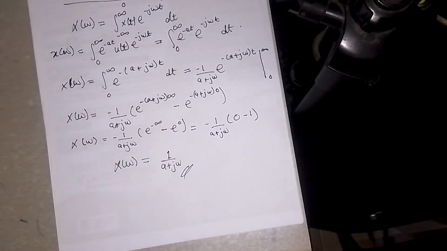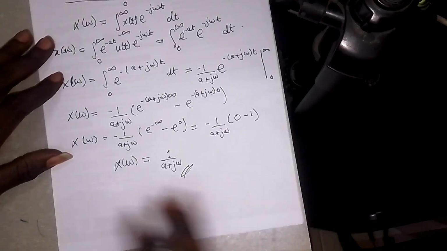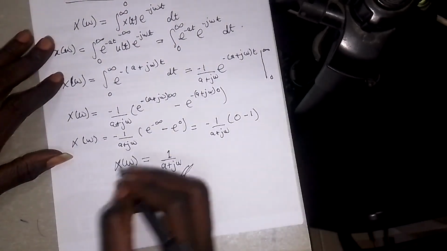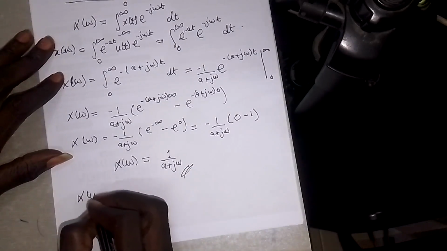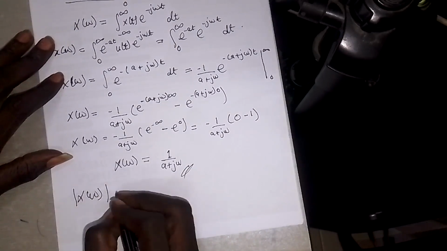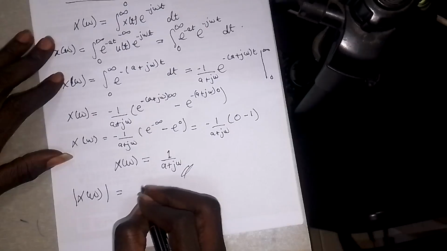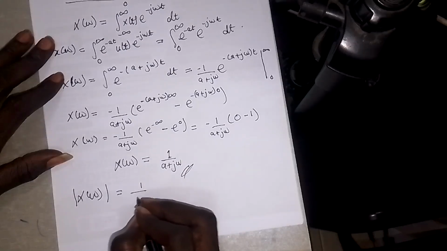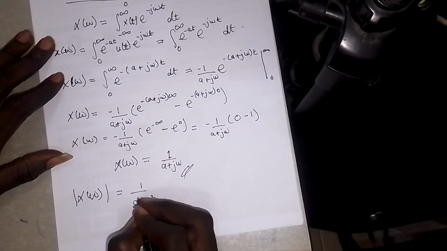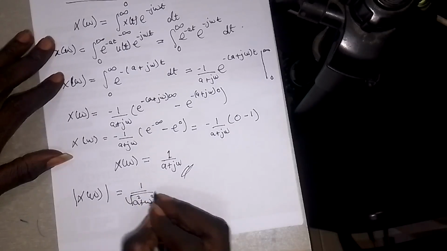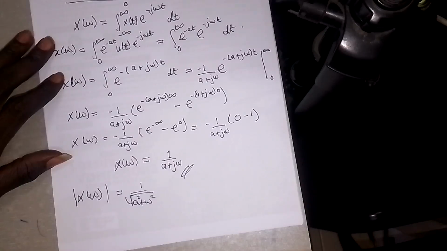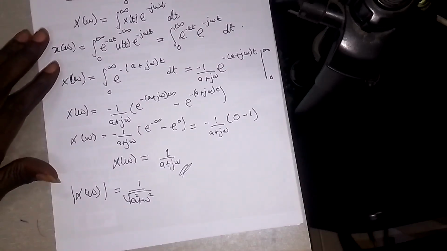After finding this, I can find the modulus. The modulus of X of omega is 1 over the square root of (a squared plus omega squared). That is my modulus.